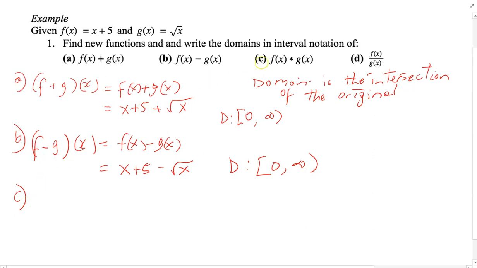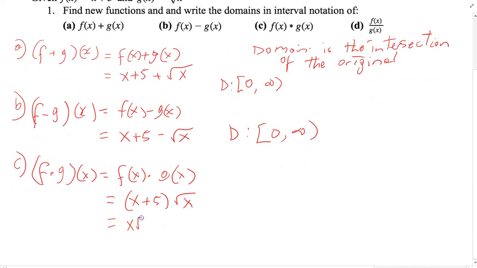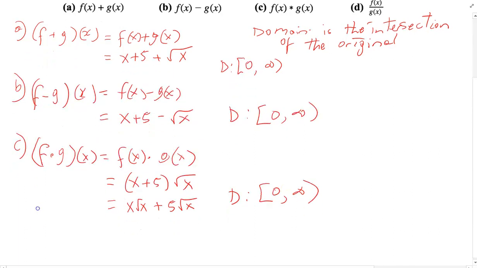Part C, f of x times g of x, which will be f times g of x, being our new function, equals f of x times g of x. And that will be x plus 5 all times radical x. And if we want to expand that a bit, it is equal to x radical x plus 5 radical x, and again the domain will be 0 to positive infinity. That's the intersection of the two original domains.